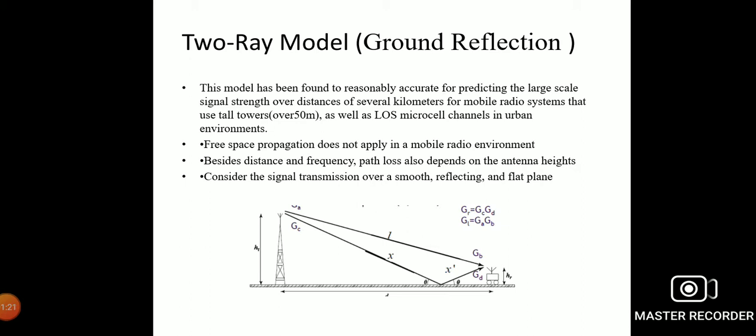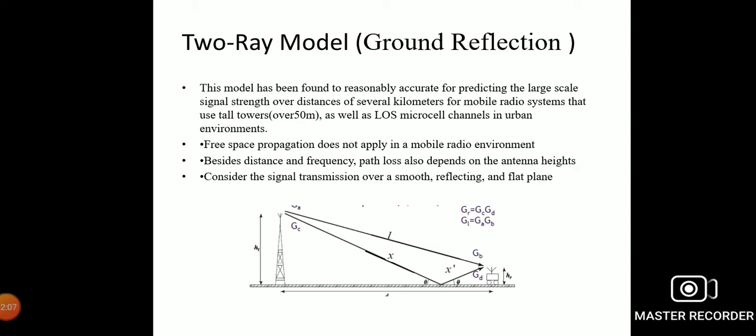Let HT and HR be the transmitting antenna height and the receiving antenna height; T and R are the transmitting and receiving antennas. The received total electric field is the sum of the direct and reflected electric field components. Therefore, the total electric field is equal to the line-of-sight electric field plus the ground reflected path electric field.